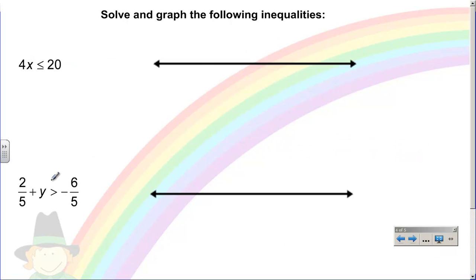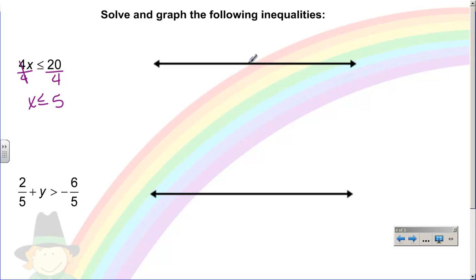Now let's solve. Quick and easy. It's just like an equation, okay? Nothing really has changed. 4x is less than or equal to 20. If I were going to solve this like an equation, I would just divide both sides by 4. Well, that's exactly how you solve this. You keep the symbol, though, so it's less than or equal to, and 20 divided by 4 is 5. So the value of x in this inequality is everything less than or equal to 5.